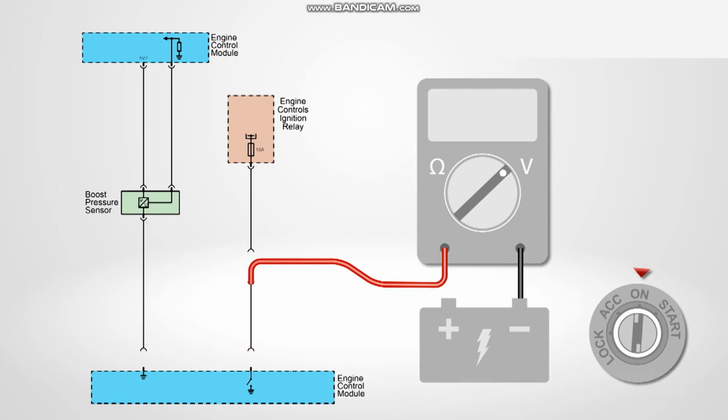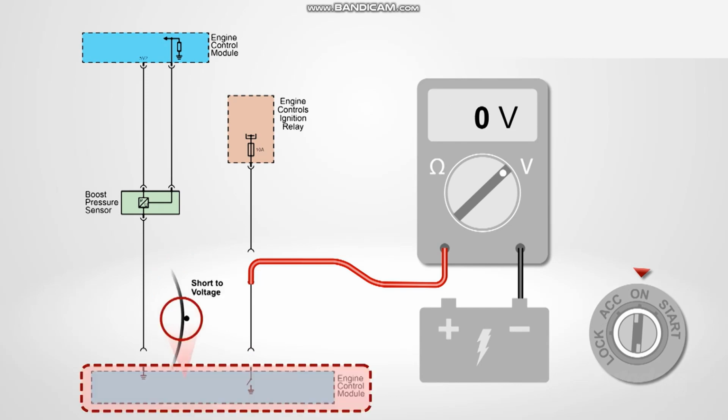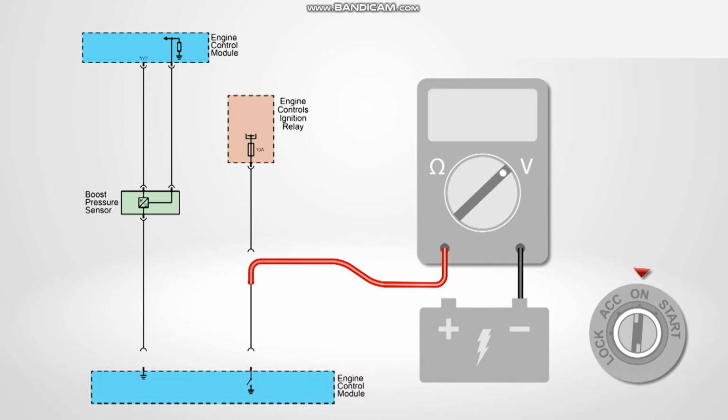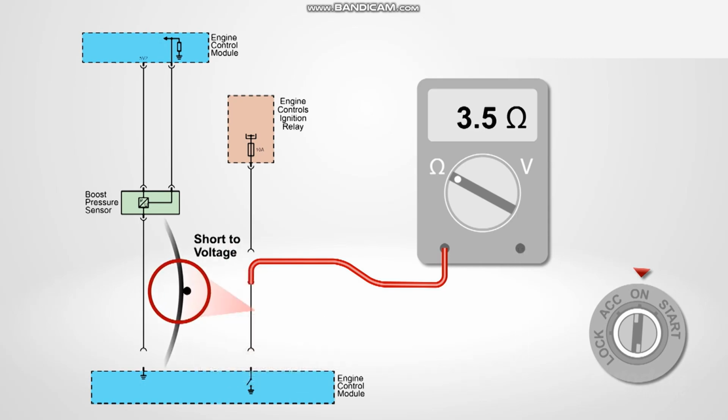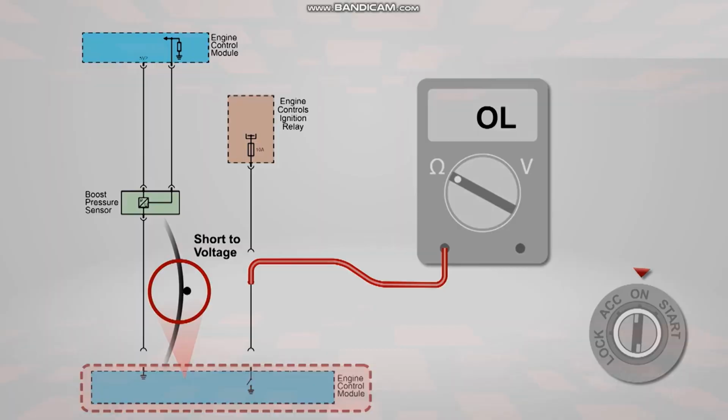If the meter displayed 0 volts with the ECM disconnected, then the short to voltage is in the ECM or another circuit from the ECM. To isolate, set the meter to ohms and test for continuity between the solenoid low side terminal in the harness connector and all other terminals in the ECM connector. If any reading is found, then the short is in that circuit. If the meter displays an open circuit, then the short is in the ECM.